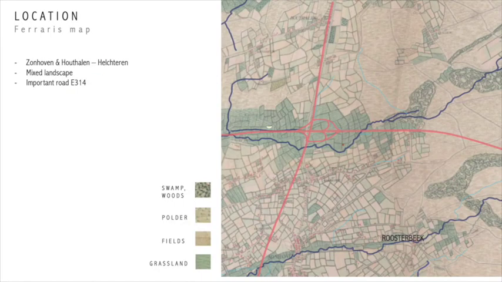On the Ferraris map we can see that Sonuwepark was then already more built up than Houthalen, which was due to agriculture. Furthermore, we see that it is a mixed landscape from grasslands to fields, and in addition Houthalen and Sonuwepark are split up by the E314.